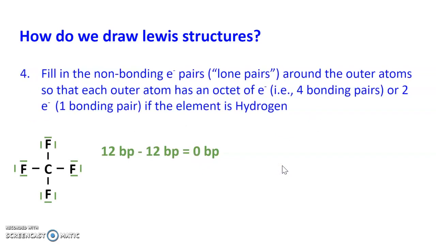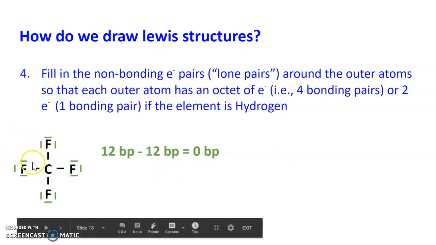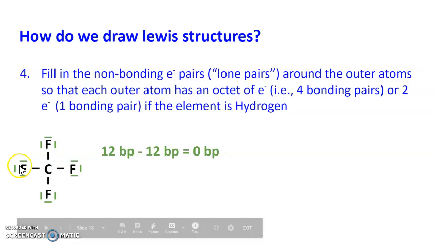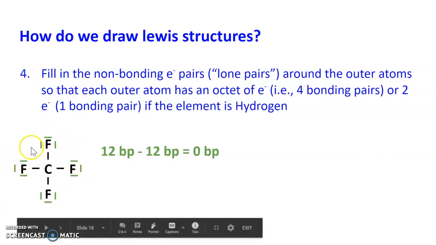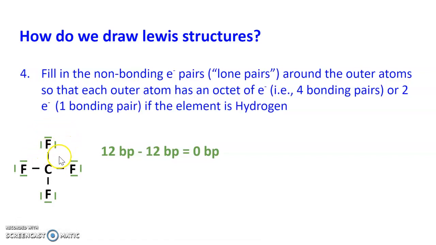So we want to fill the non-bonding electron pairs, so the lone pairs, around the outer atoms so that each outer atom has an octet. So that would be 4 bonding pairs, or 2 electrons if the element is hydrogen, right? But fluorine needs 8. So I'm going to take my remaining 12 bonding pairs and put them around the outside of the fluorines so that each fluorine thinks it has 8.